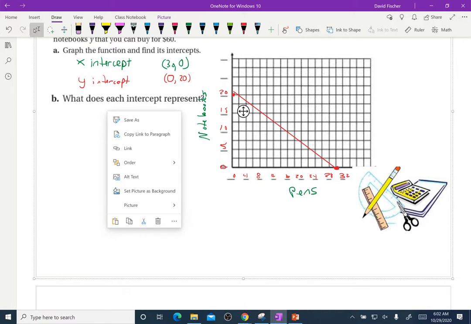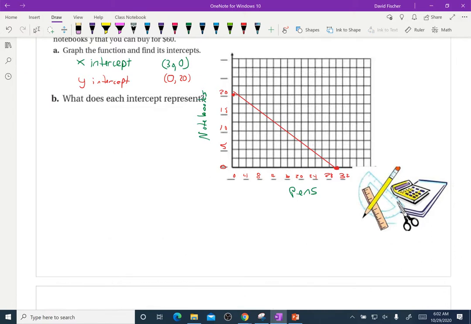Okay, so now we can start using this graph to make some kind of sense here. The way that this graph works, and this is very important, is if I said I want to buy 8 pens, well then I can come up to my line, and I can buy 15 notebooks and still have plenty of money. So anything that's underneath this line would be a combination of pens and notebooks that I could buy.